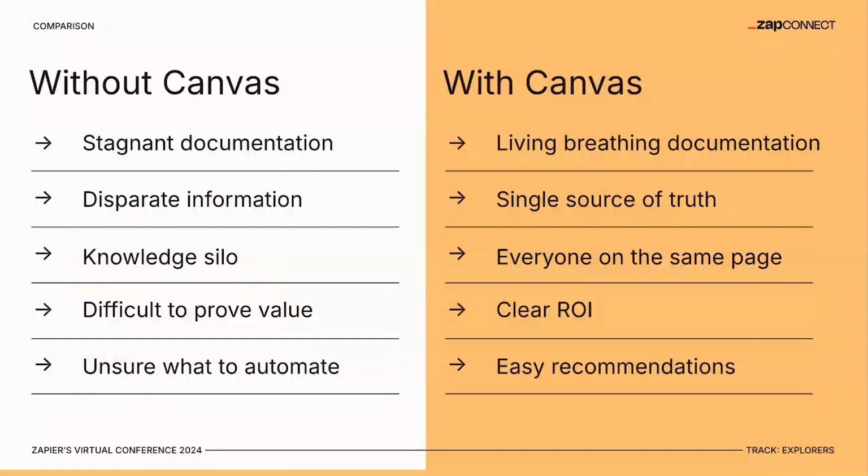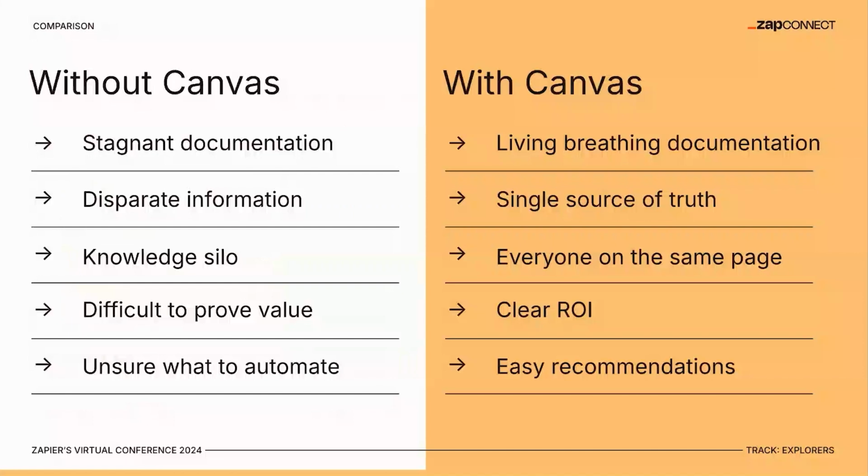Without Canvas, you may have experienced stagnant documentation that, let's face it, doesn't get manually updated very often. With Canvas, you'll have accurate Zapier information always up to date. We call this living, breathing documentation. And everything about your process can live in one place as a single source of truth.